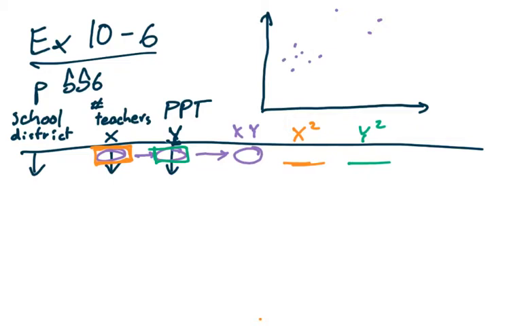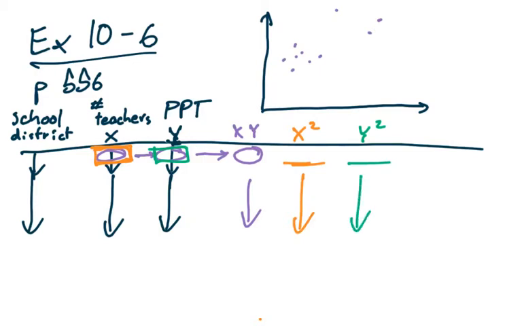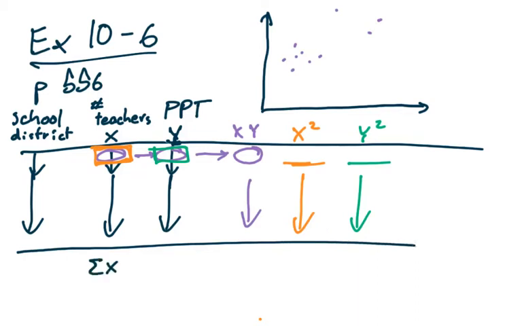So we're going to proceed on this whole list of data that corresponds to school district by school district here. We're going to fill in all of the X times Y, all of the X squared, and all of the Y squared, so that after we do that, we can sum them all up. So here we're going to need the sum of X, the sum of Y, the sum of X times Y, of course, the sum of X squared, and the sum of Y squared.